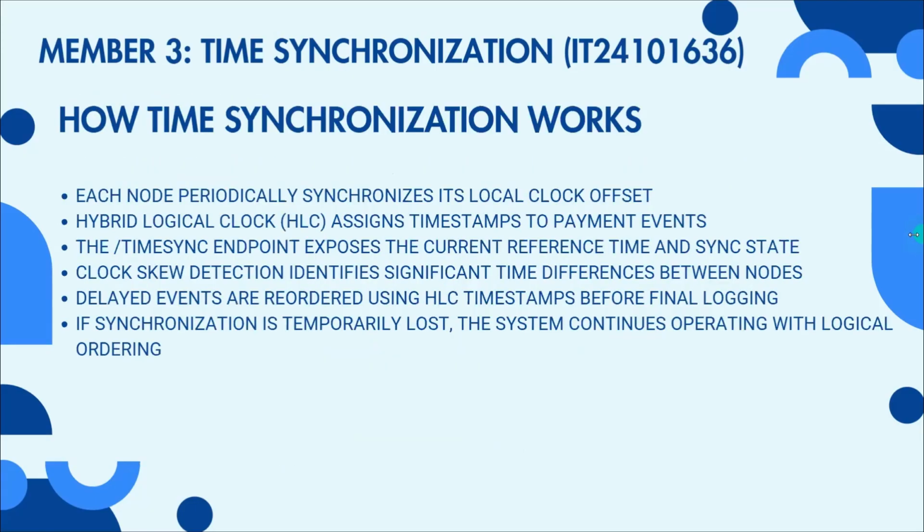How is time synchronization working? The module works by periodically updating each node's local clock offset. When a payment event occurs, the system assigns it an HLC timestamp. The time endpoints expose the current reference and synchronization state. The system also detects clock skew between nodes and records delayed events using HLC timestamps before the final logging. Even if synchronization is lost, local counters still preserve the correct order.